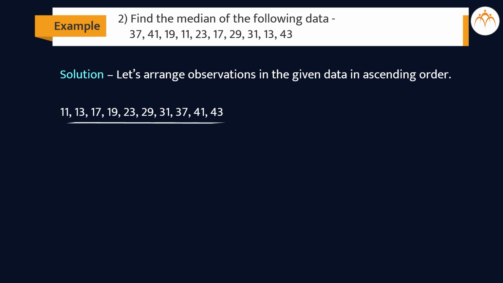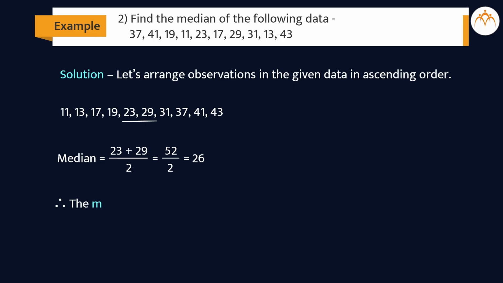It's an even number. Therefore, the fifth and sixth numbers are in the middle position. Here, these numbers are 23 and 29. Therefore, median is equal to (23 + 29) / 2 = 52 / 2 = 26. Therefore, the median of the given data is 26.